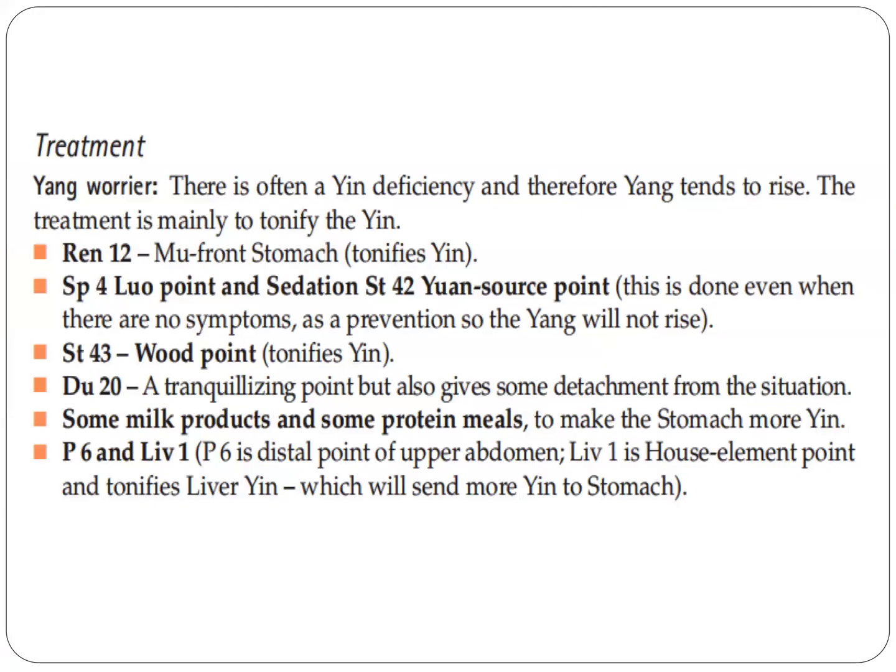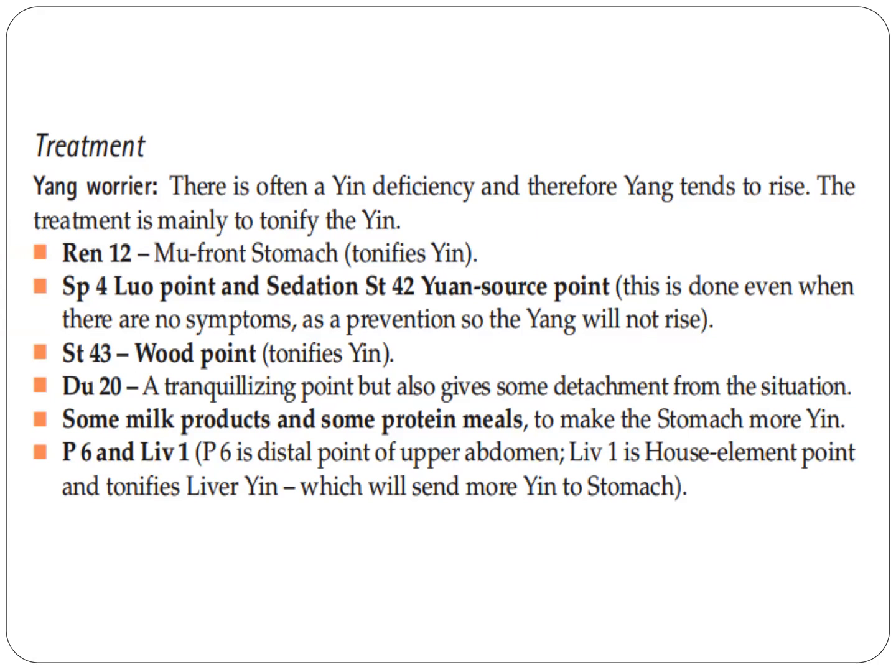Okay, last time we discussed the difference between yang worrier and yin worrier. For yang worrier, there is often a yin deficiency, and therefore yang tends to rise. The treatment is mainly to tonify the yin. So we use Ren 12, which is the front mu point of the stomach, tonifies the yin. We also use spleen 4, which is the luo connecting point, and sedation of the yuan source point, which is stomach 42. This is done even when there are no symptoms as a prevention, so the yang will not rise. Stomach 43, a wood point, will tonify the yin. Du 20, a tranquilizing point, but it also gives some detachment from the situation.